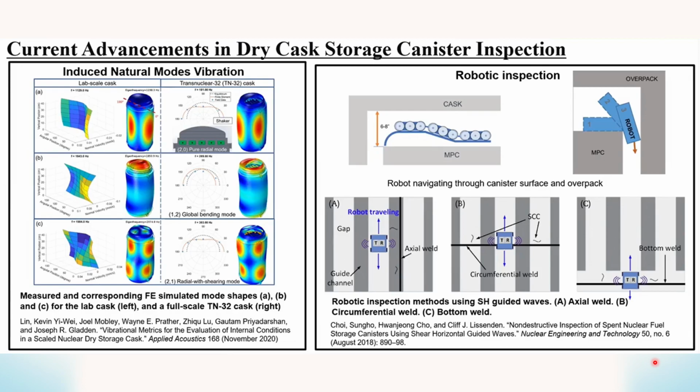So these are the current advancements in dry cask storage. Consider inspections. First, we have the measured and corresponding FE simulated model shape. Then in the other picture, we have a robotic inspection method using guided waves, axial waves. In the first one, we have axial waves. Then we have circumferential waves. Then we have bottom waves, used to inspect the storage container.